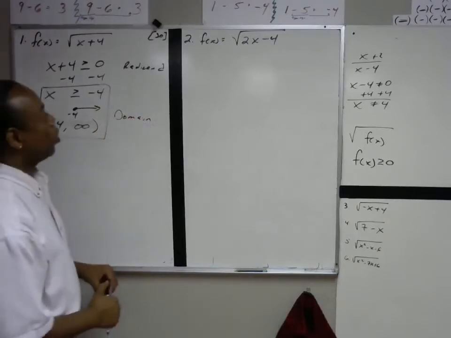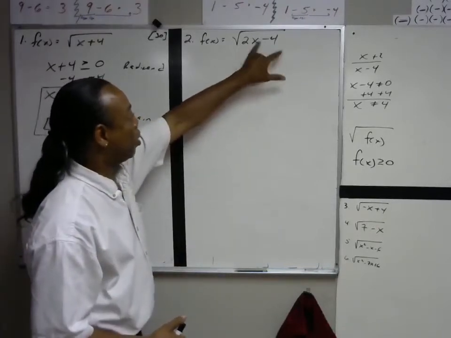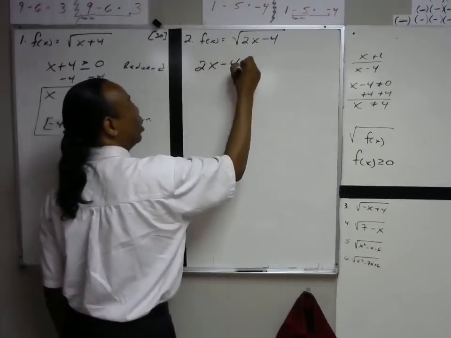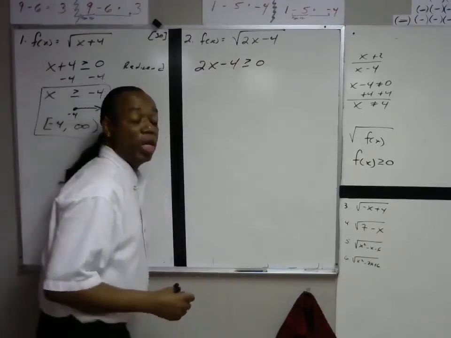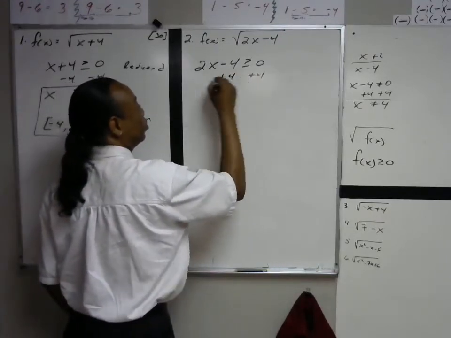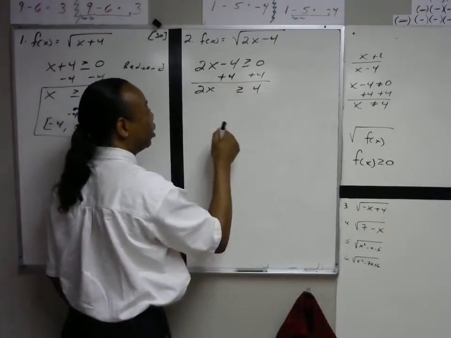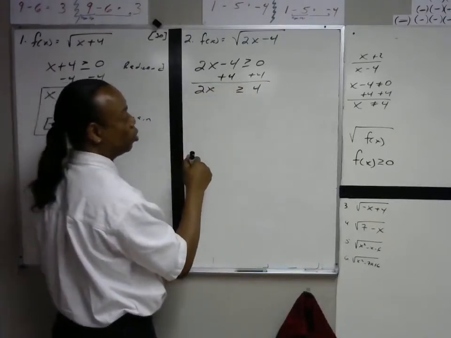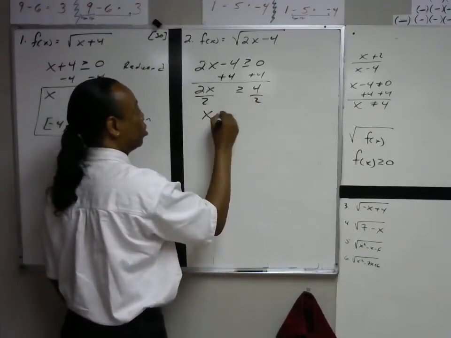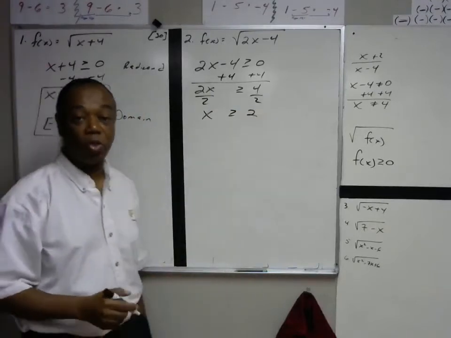Okay, let's go here, number 2. Number 2, we're going to take the radicand, which is everything under the radical, 2x minus 4, and set it greater than or equal to 0. And then we're going to solve for x. Now I have 2x greater than or equal to 4 after adding 4 to both sides. And then dividing both sides by 2, we get x is greater than or equal to 2.